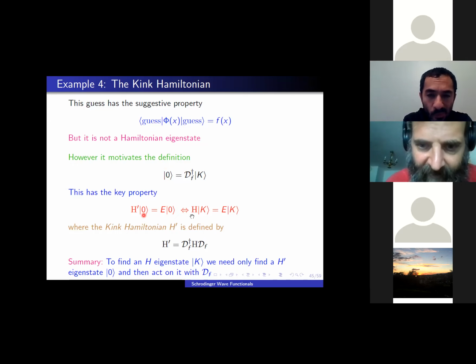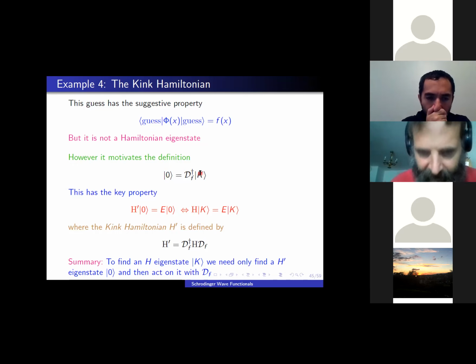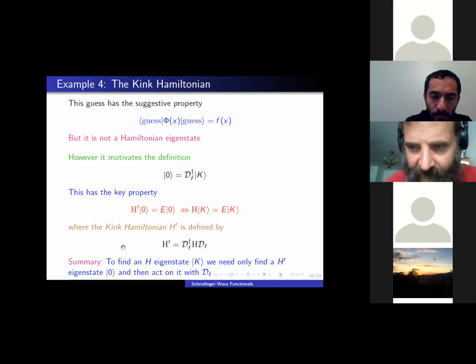So we're going to find K in 2 steps. Step 1 is we find an eigenvector of the kink Hamiltonian, H prime. And step 2 is we act df on it, and that's going to give us K. So that's the strategy. We're going to find our eigenstate in 2 steps. First find 0, then act df on it. So any question about the strategy? So we've got this new kink Hamiltonian, and it's unitarily equivalent to the old Hamiltonian, but it's going to be easier technically.